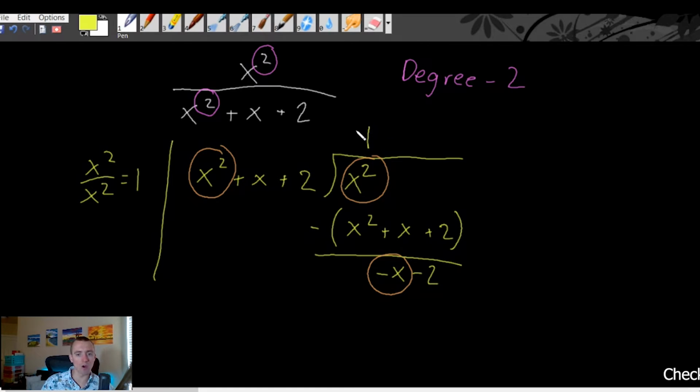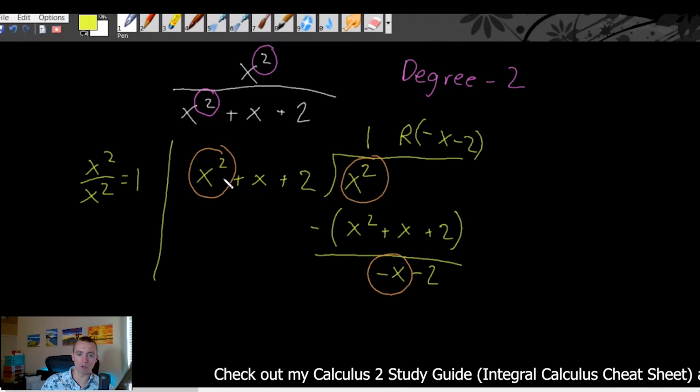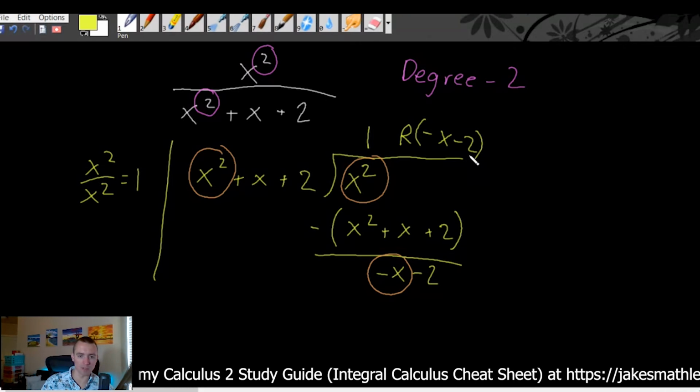You just say that our solution of doing x squared divided by x squared plus x plus 2 is just 1, and then we have a remainder of negative x minus 2. So basically, x squared divided by x squared plus x plus 2 is 1 remainder minus x minus 2.